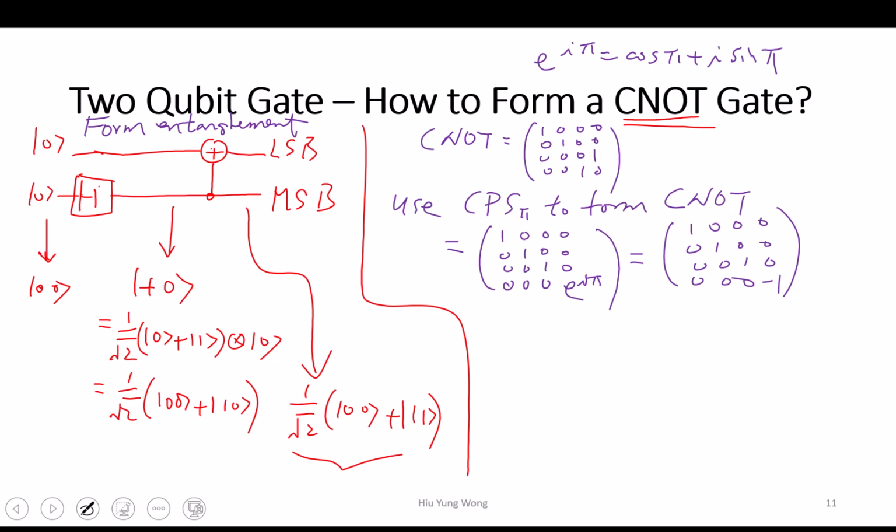So I claim that I can form that. How do we form that? I just give you the answer. I show you that if I first apply the Hadamard gate, and then add the control phase shift pi, and then do this Hadamard gate to the second qubit, then I will be able to form the C-NOT gate. Okay?